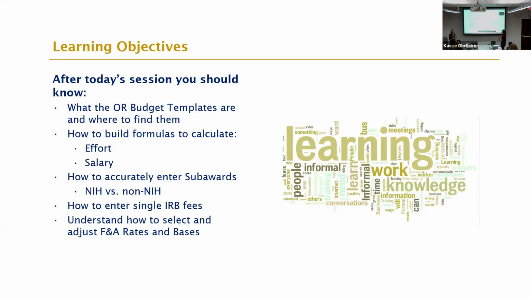So we alluded to that a moment ago, but especially when you're trying to calculate effort and salary, those are the two places where it comes in probably the most handy. There are other examples, but those are really the most common places that we do that. And then also that you'll know how to enter subawards accurately into that template. It's going to differ if it's an NIH proposal or not an NIH proposal, right? That's really when we see that difference.